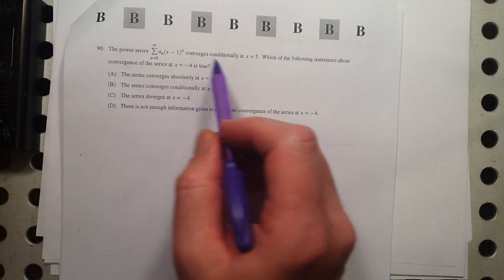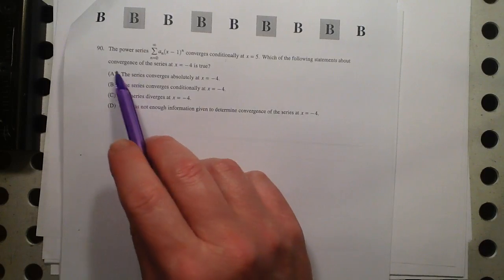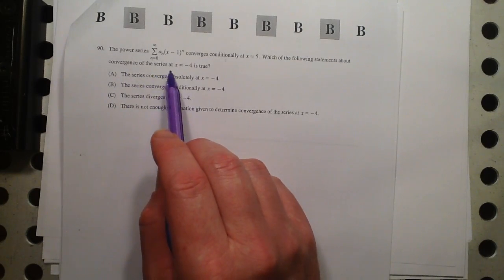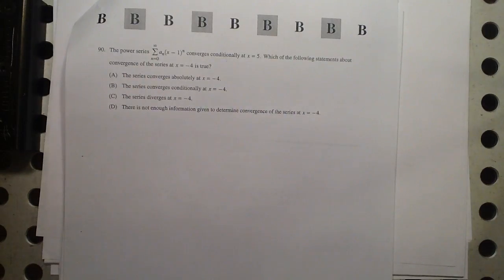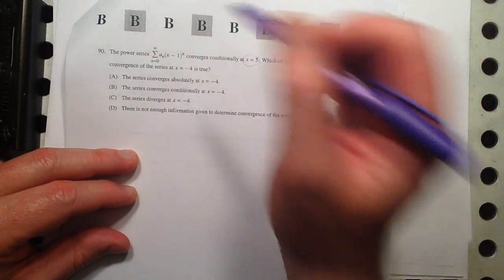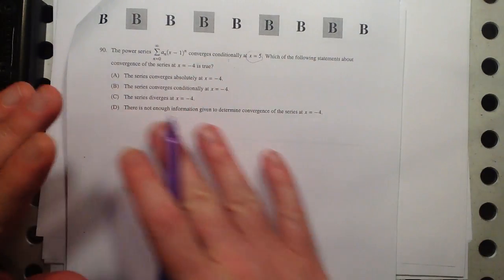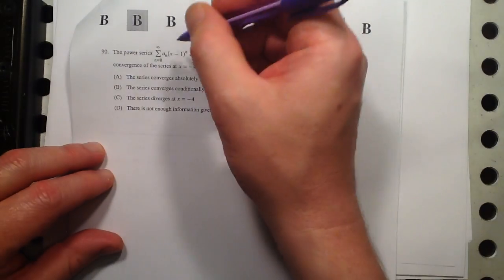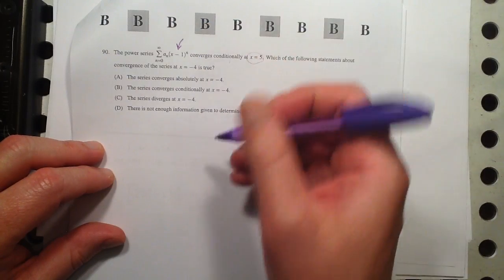And last one. So this power series converges conditionally at x equals 5. Which of the following statements about convergence of the series at x equals -4 is true? All right, well, let's see. If I plug 5 in here, okay, well, first of all, let's see what we can say about this. This might seem very abstract now, so let's try to ground ourselves. Whatever this series is exactly, I know that it's centered at 1.